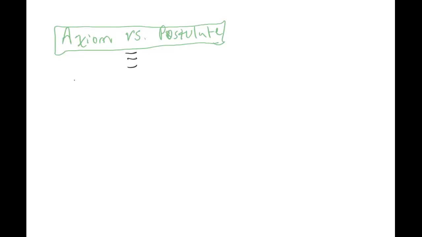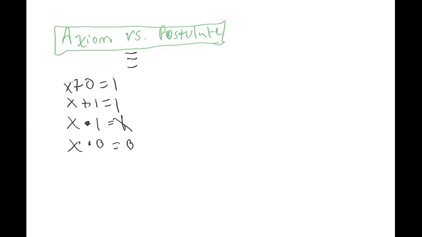In other words, x or 0 equals x. X or 1 equals 1. X ANDed with 1 equals x. Sorry, that's the identity. X ANDed with 0 is equal to 0, right? We don't prove these things. These things are given, and we take them as artifacts of the basic assumption of the Boolean algebra.